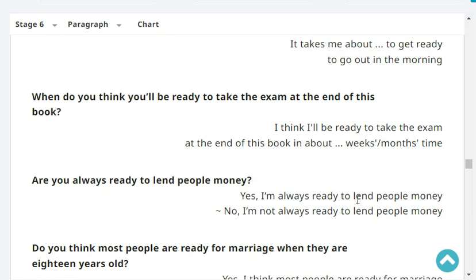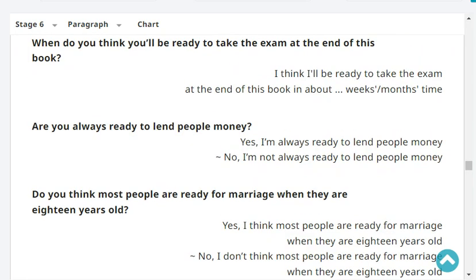When do you think you'll be ready to take the exam at the end of this book? I think I'll be ready to take the exam at the end of this book in about a month's time. A month's time. Very good.